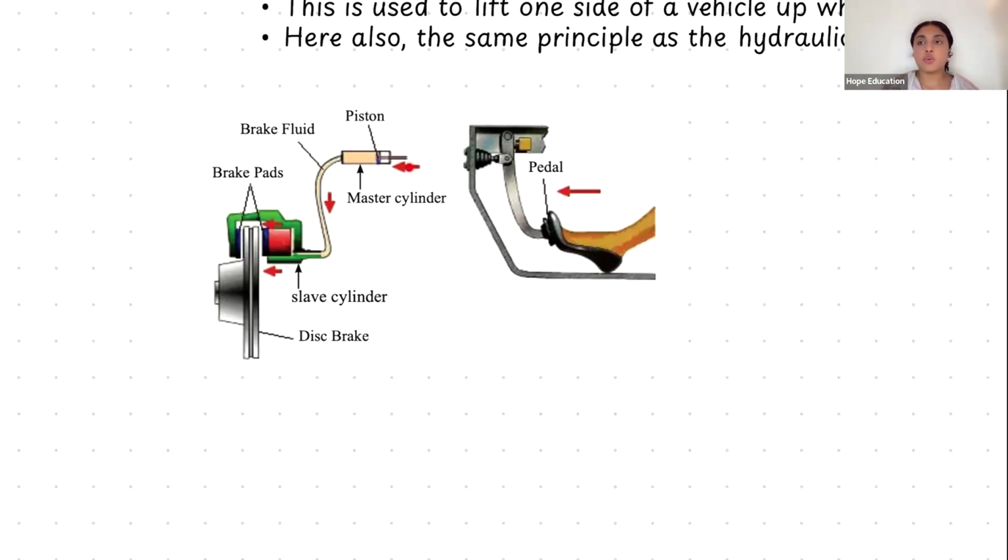So small force to the small piston: small force, small area at the master cylinder, which will become a larger force, because here there's a large area, the brake pads. So it will become a larger force and press on the wheel, stopping it or slowing the vehicle down. Again, the same thing happens. Is that clear?